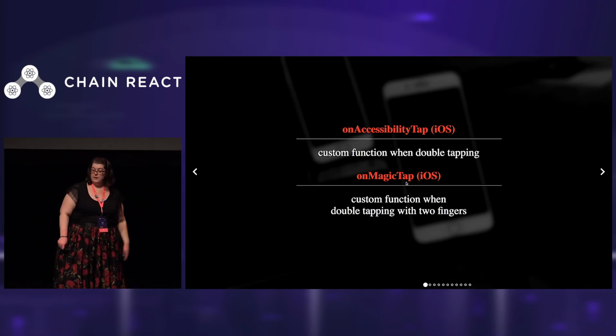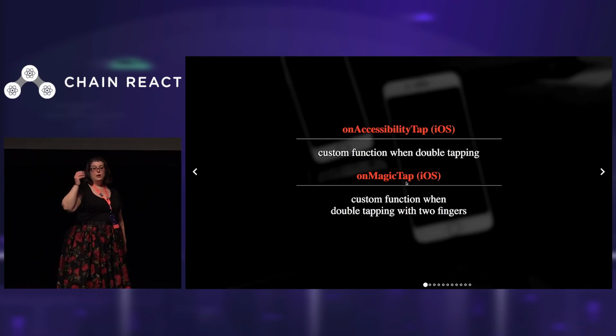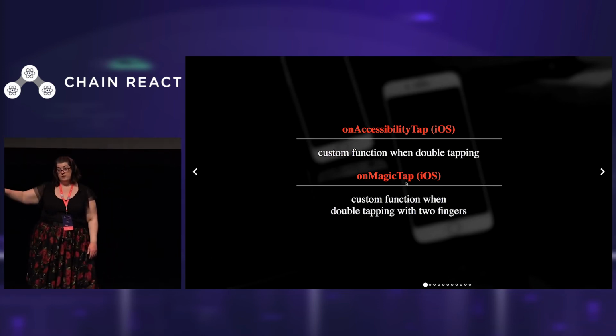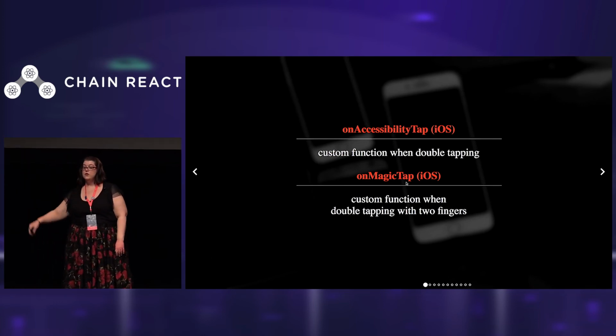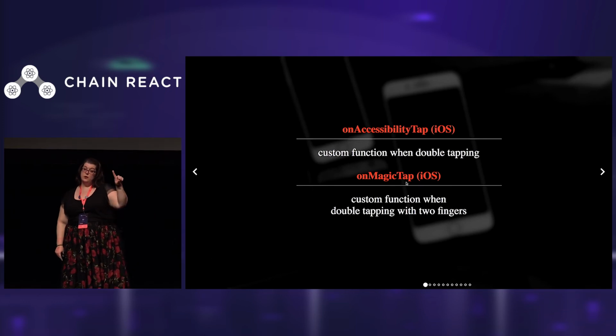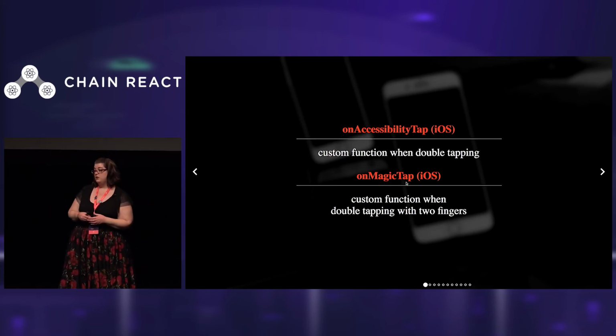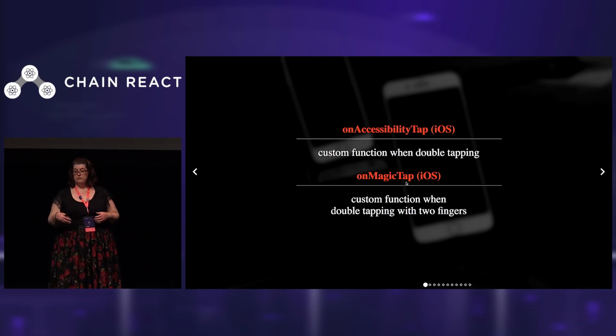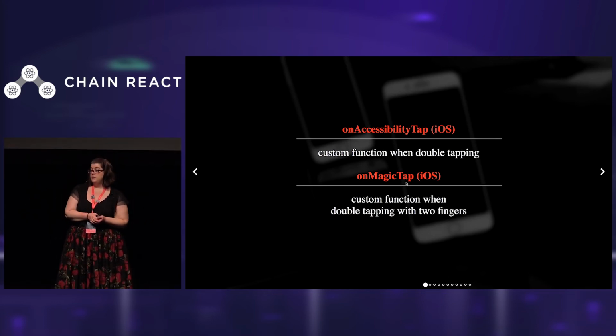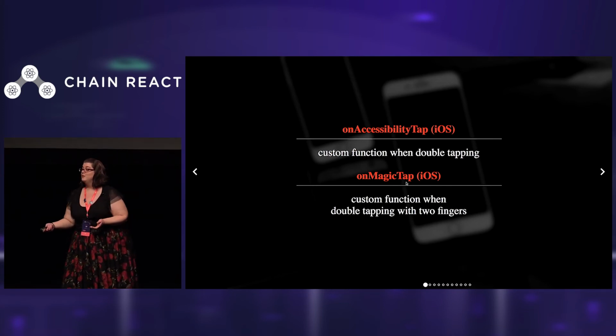On accessibility tap and on magic tap. So you know all of those gestures we talked about before, including the curly cues? Accessibility tap is when you double tap. A magic tap is when you double tap with 2 fingers. These just give you the option to have custom events when someone uses those gestures. You can have them do whatever you want, but this allows you access into that element. It's like assigning what we right-clicked on as opposed to left-clicking on.